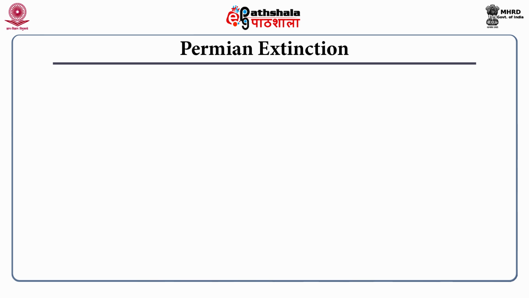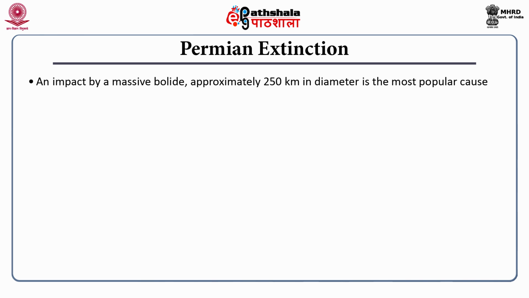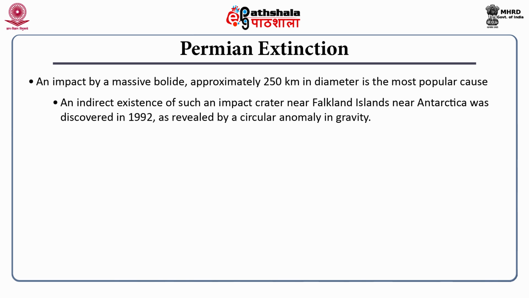Recent research has led to a kind of consensus about what really caused the Permian extinction. The consensus is that there was a giant impact by a massive bolide, an asteroid approximately 250 kilometers in diameter, the biggest asteroid impact the Earth has ever witnessed, and that is the most popular cause. Now, indirect evidence of such an impact crater near the Falkland Islands near Antarctica was discovered in 1992, published as revealed by a circular anomaly in the gravity and fluctuations in the magnetic activities.